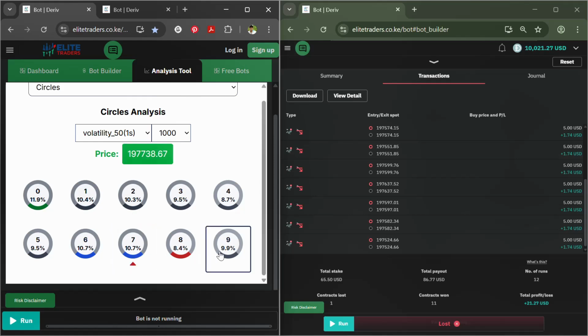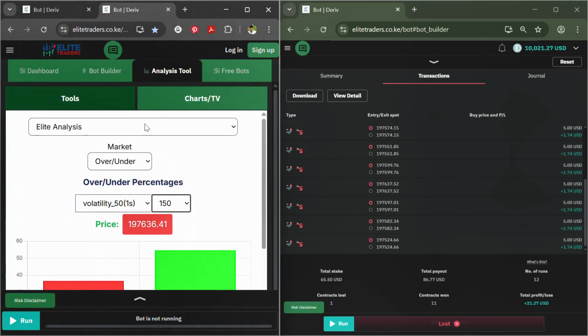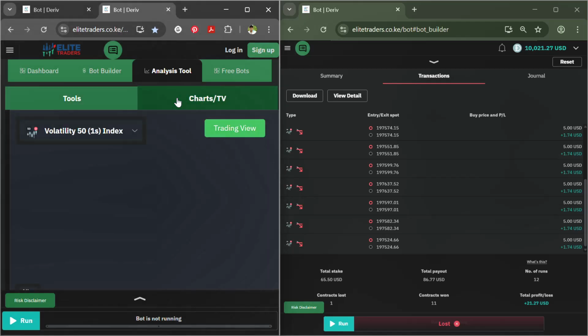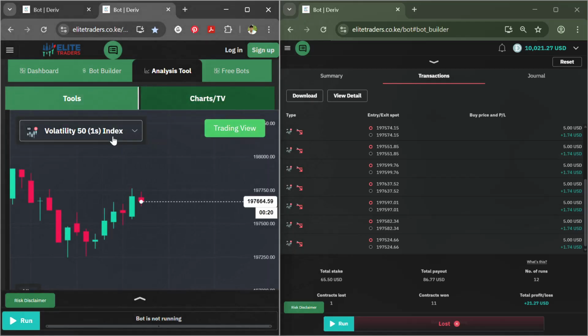The digit with the highest percentage will be my entry point, and in my case, I use digit 7 as my entry point because it was the digit that had the highest percentage. The 7 had the highest percentage. After confirming my entry point, the next thing I did was to go to the charts. So just next to the tools, just click the charts, and this is about 51s.